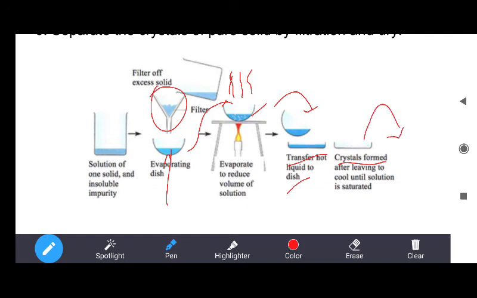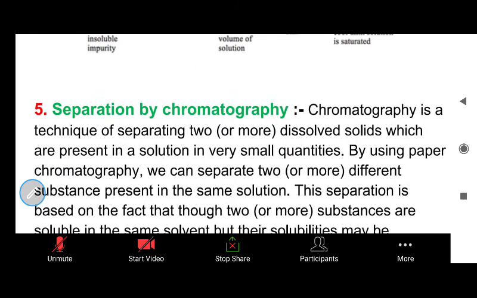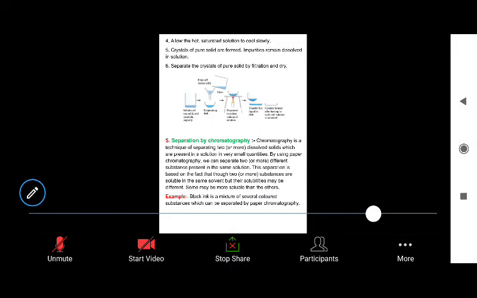After that, you can filter the crystals with the help of the filtration process, due to which the solid crystals remain on the filter paper, while the impurities with the liquid come out through the filter paper. This method is called separation by crystallization. The next method is chromatography.